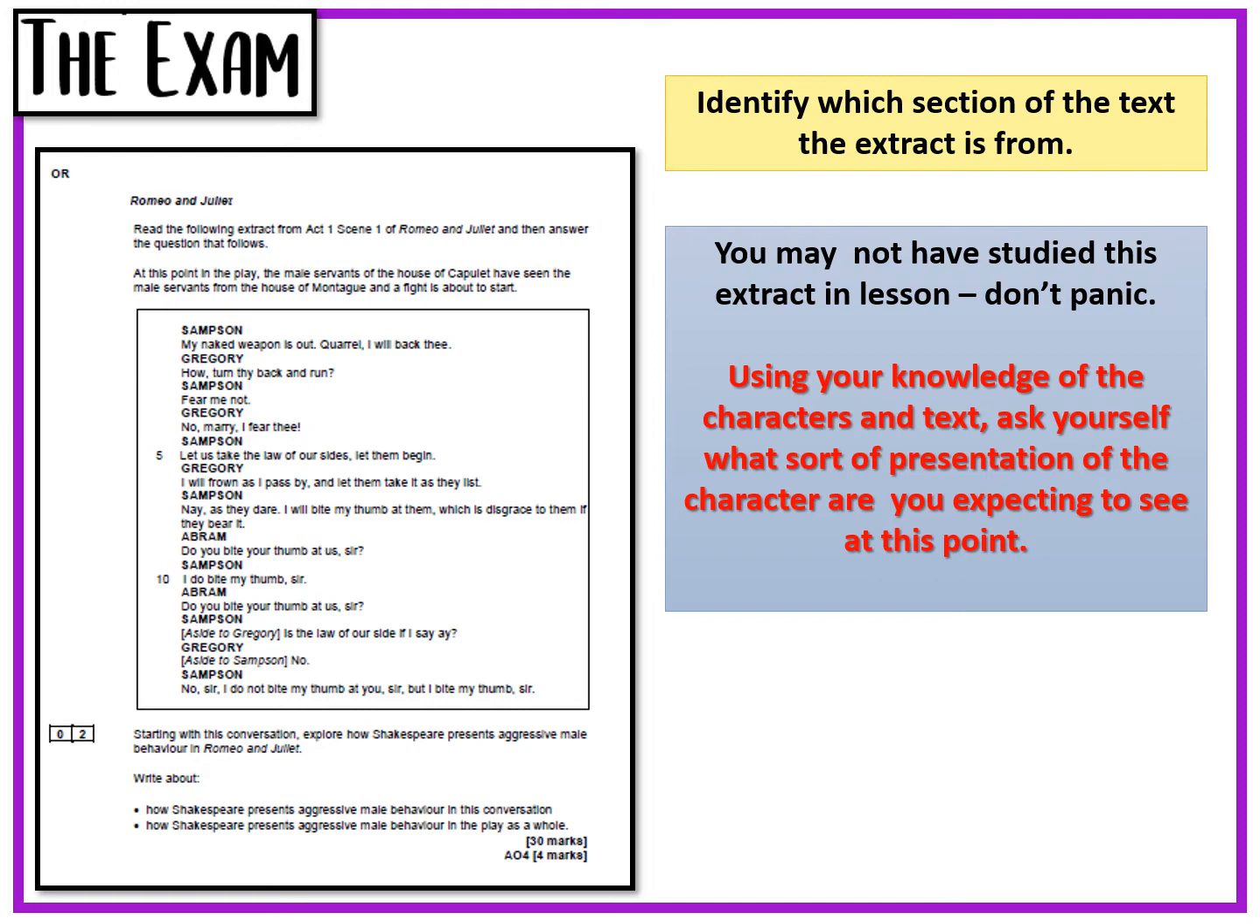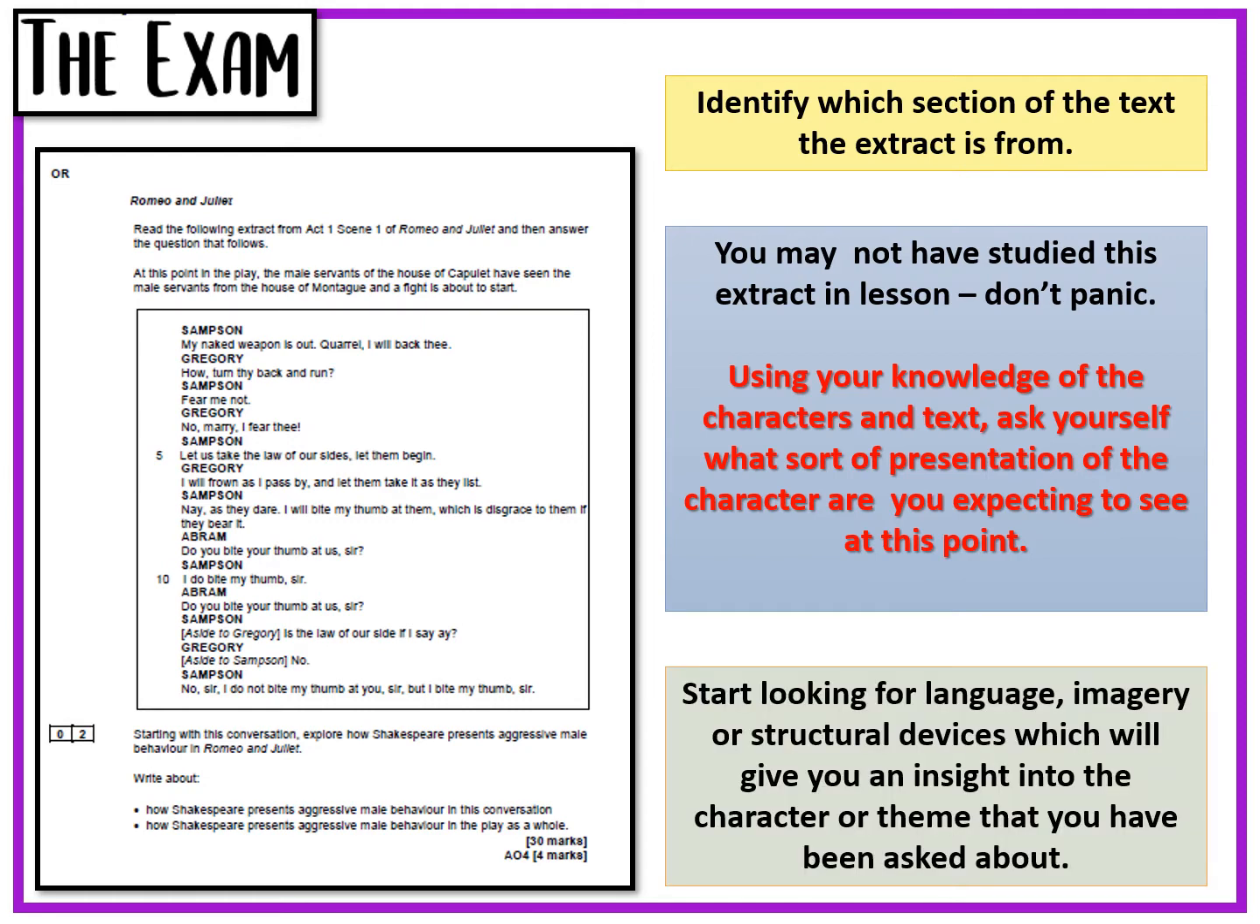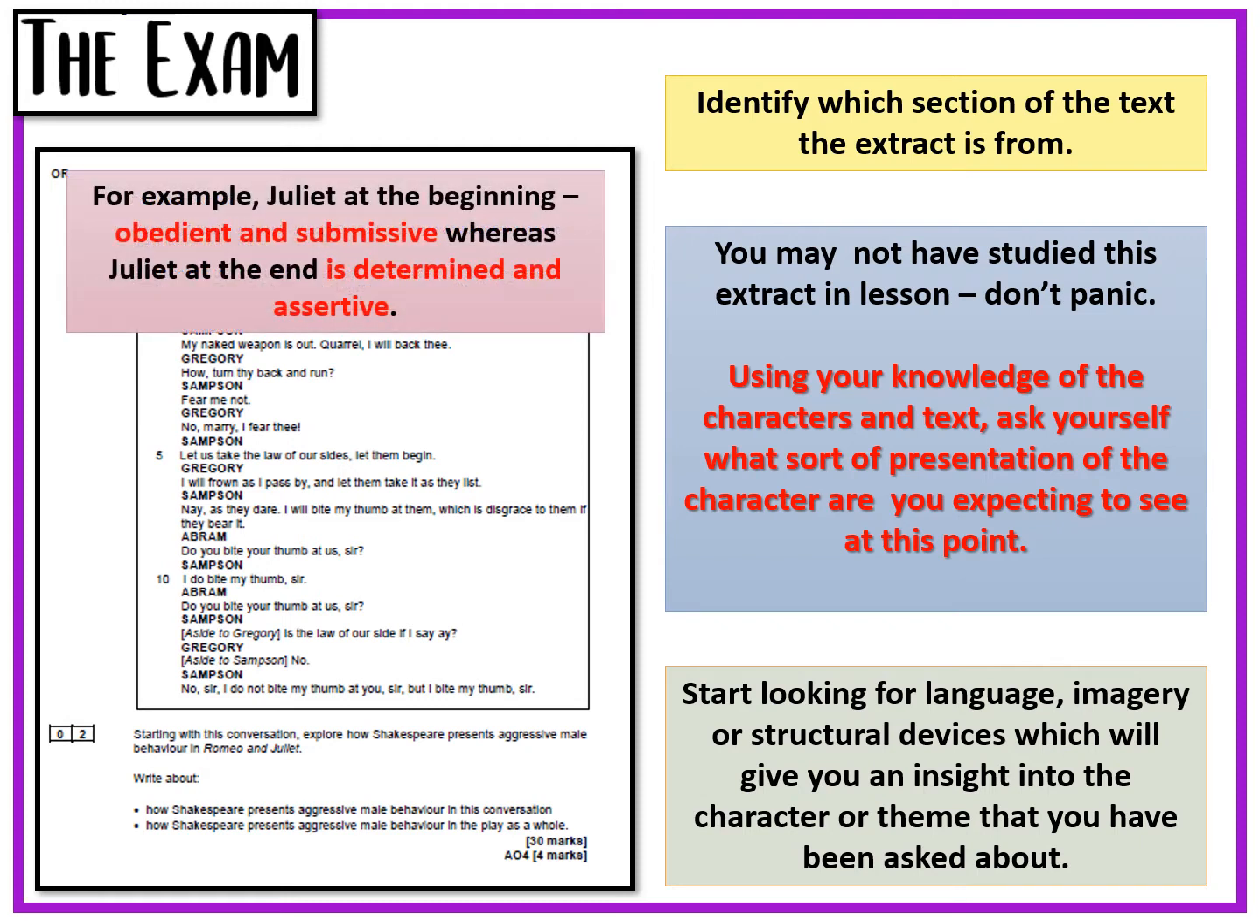You will still be able to use your knowledge of the characters and of the text to unpick and analyse the extract. Ask yourself what sort of presentation you would be expecting to see of the character at this moment in the text. For example, we know that Juliet at the beginning of the play is obedient and submissive, whereas by the end of the play she's determined and assertive, and we can use this prior knowledge to zoom in and unlock the extract that is being used in the exam. As you read through, start to look for any language or imagery or structural devices which will give you an insight into the character or theme that you've been.